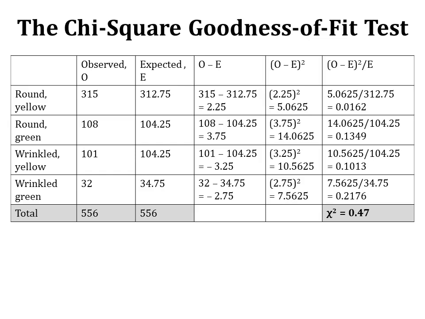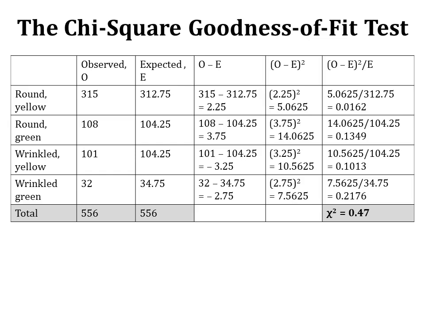Now we take the sum of these individual values, 0.0162 plus 0.1349 plus 0.1013 plus 0.2176, and their sum is 0.47. So this is the value of the chi-square that we have.